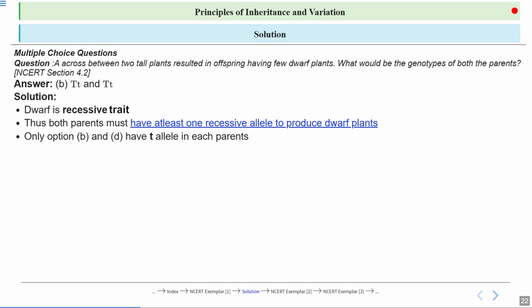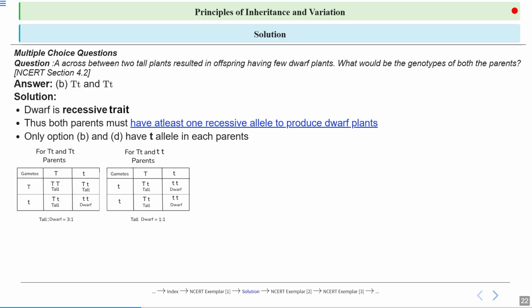Only option B and D have small t in each parent. But they are saying only a few dwarf plants were formed. So option number B will be the correct answer here. Here you can see only option B and D had the small t allele in each of the parents. So you can make the Punnett square for both of them. In both the cases, when the parents have the genotype capital T small t and capital T small t, then you are getting 3:1.